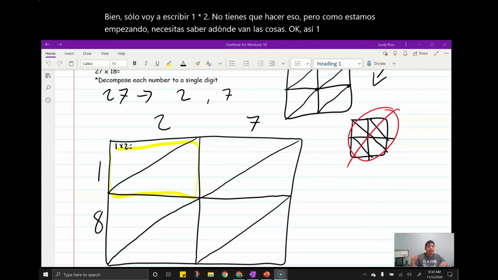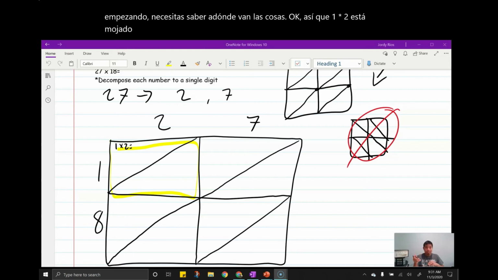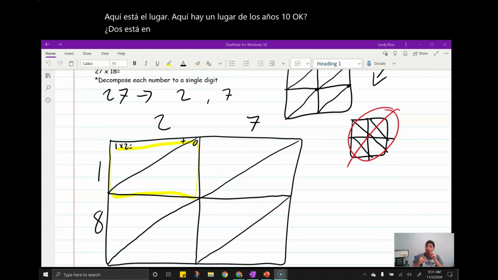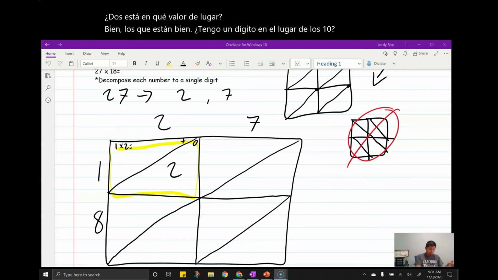2. Good. In the box, it gives you 2 place values, okay? Here is the ones place. Here is a tens place, okay? 2 is in what place value? Good, the ones. Okay. Do I have a digit in a tens place? No. Good. Okay, so that's why I'm gonna write it like that.